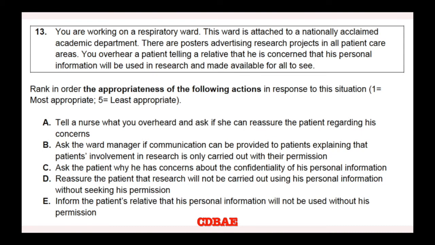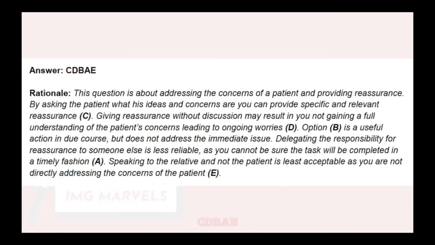And then the last one is E, which is to inform the patient's relative that his information will not be used without his permission. Again, although the conversation happened between the patient and the relative, it would just always be best to go and talk to the patient themselves rather than have the information conveyed in a roundabout way through someone else. So that's that.